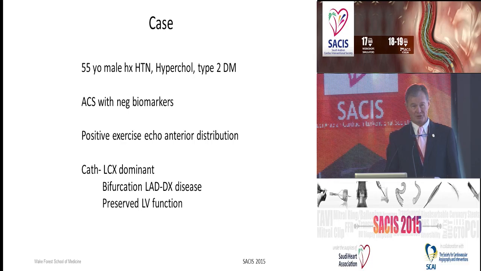It's going to look a little bit like what you just saw. This is a 55-year-old male, hypertension, hypercholesterolemia, type 2 diabetes, presented with unstable angina, negative biomarkers, had an anterior distribution abnormality, and catheterization showed a dominant circumflex and bifurcation LAD, diagonal disease, with preserved LV function.